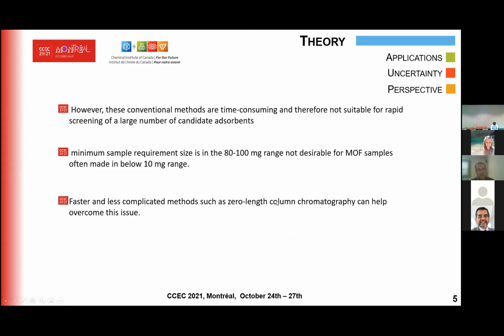Besides, there's also the minimum sample requirement for these methods to give you reliable data. It is usually in the range of 80 or 800 milligrams, which is not desirable, for example, for people who are synthesizing MOF samples. Their samples are very small, and I have had this issue where they say, sorry, we cannot do it, it's not enough for our tests. So this means that we need methods that are not only faster but also less complicated. And zero-length column chromatography is one example that can overcome this issue.